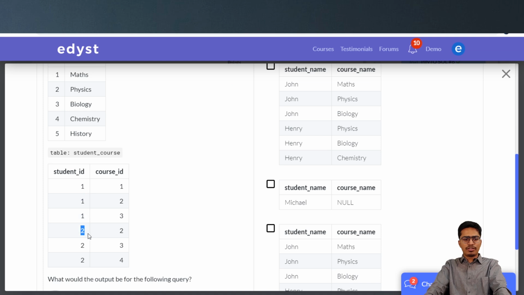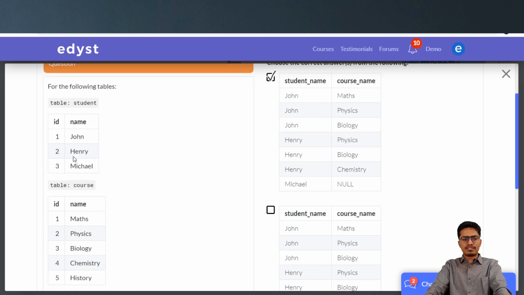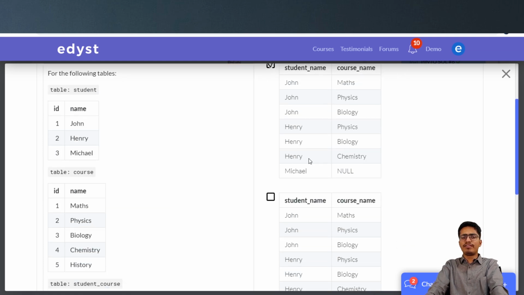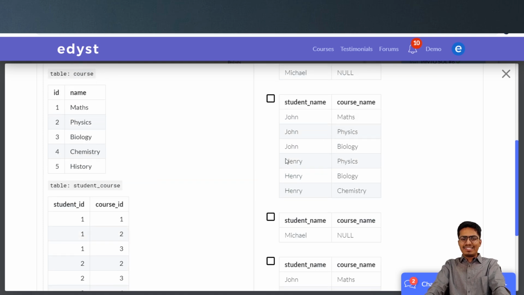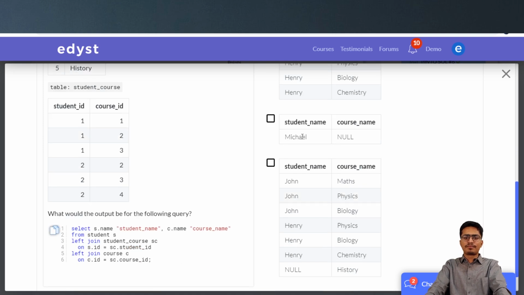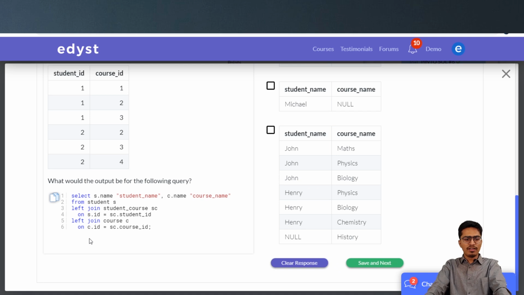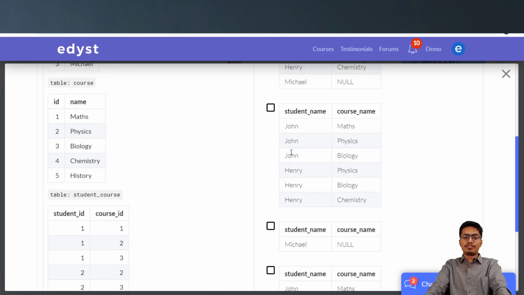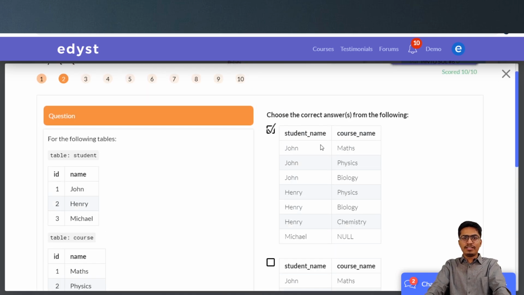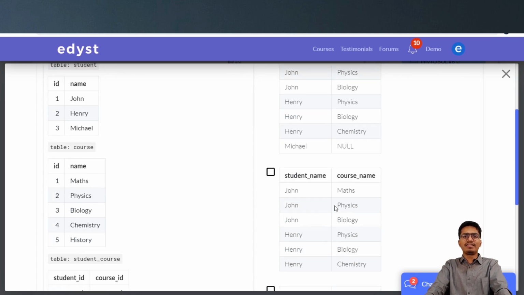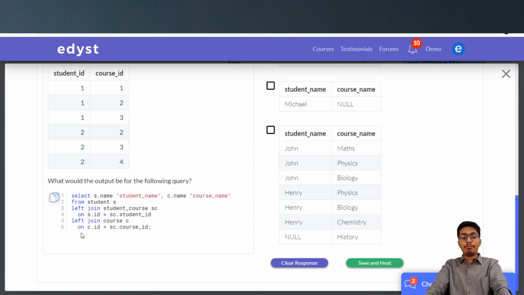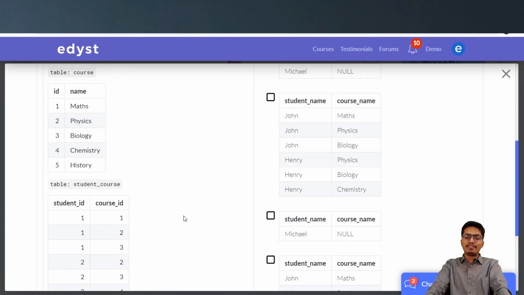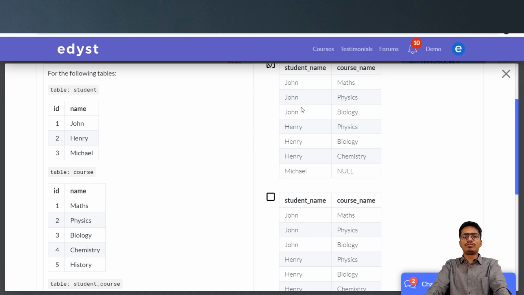Again, John, John, John, Henry, Henry, Henry, and because it's a left join, Michael is going to come in the final output. Here, because Michael doesn't come in the final output, we know that this is not the answer. Here, Michael is the only one coming in the final output. It can't be the case because all of these inner joins, the rows that have already matched, also have to be present. Be careful, if there is some sort of a where condition at the very end, then it might just happen that we filter out these rows.